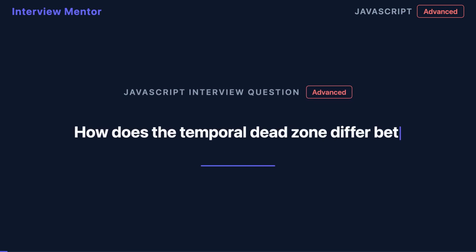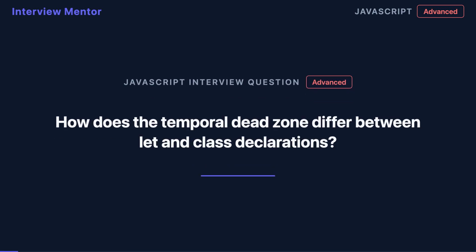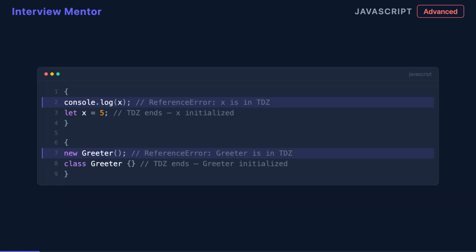Let and class both have a temporal dead zone, but the way class handles that zone is trickier than most developers realize. Every let and class declaration is hoisted to the top of its block, but neither is initialized right away. That gap, from the block's opening brace until the declaration is actually evaluated, is the temporal dead zone. Access either binding during that window, and JavaScript throws a reference error.